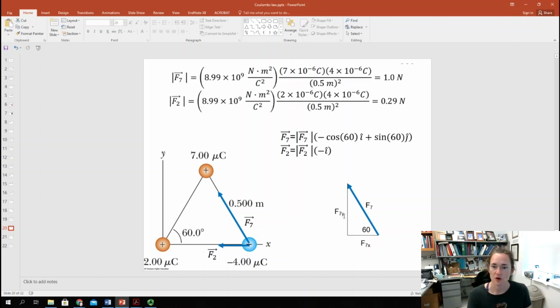Now the y component points up, so it's positive. If I use cosine for the x, I use sine for the y. So F7 is equal to the magnitude of F7 times minus cosine 60 i hat plus sine 60 j hat. Everything is in degrees, of course. So that's how I find my components. Now I'm going to take the magnitudes I solved for, the 1 newton and the 0.29 newtons, and plug and chug them into these formulae for F7 and F2 on the next slide.